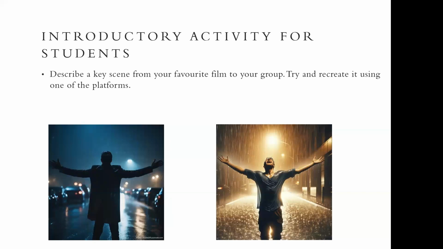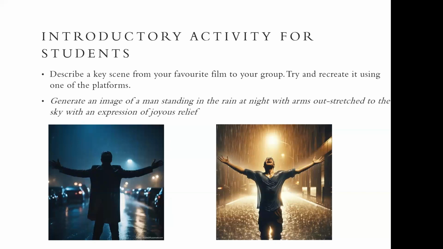I probably won't discern this, but I was trying to do the Shawshank Redemption. If anyone's seen the bit from the film where Tim Robbins has just escaped and he's out of prison, and he's got his hands up, the prompt that I used was: generate an image of a man standing in the rain at night with arms outstretched to the sky with an expression of joyous relief. That was my prompt. And the image on the left is what Stable Diffusion came up with, and the image on the right was Dali's effort.